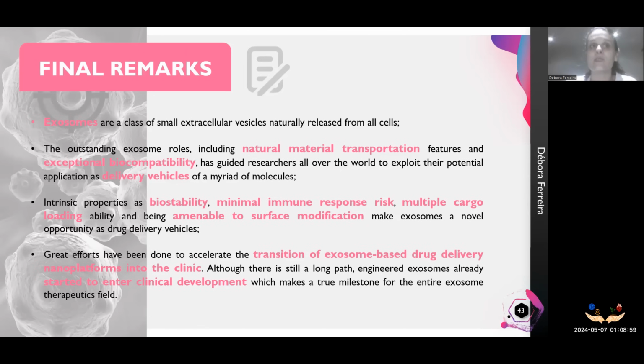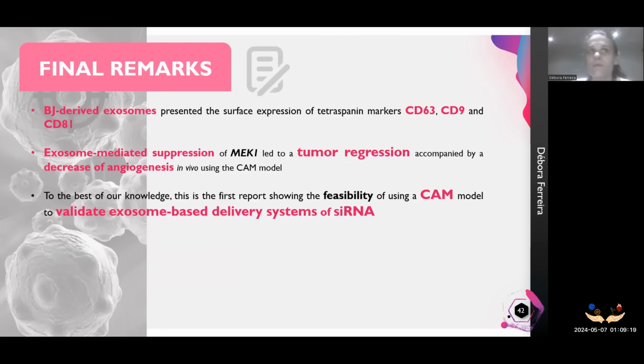Importantly, great efforts have been made to accelerate the transition of these exosome-based drug-delivery nanoplatforms into the clinic. Indeed, although there is still a long path, engineered exosomes have already started to enter clinical development, which is a true milestone for the entire exosomes field.